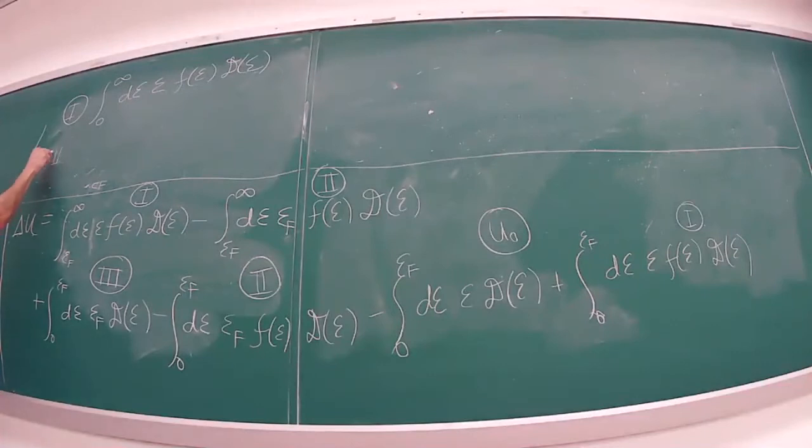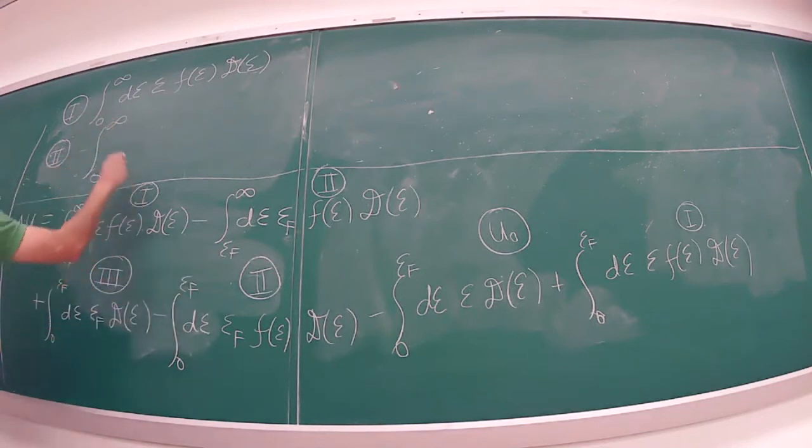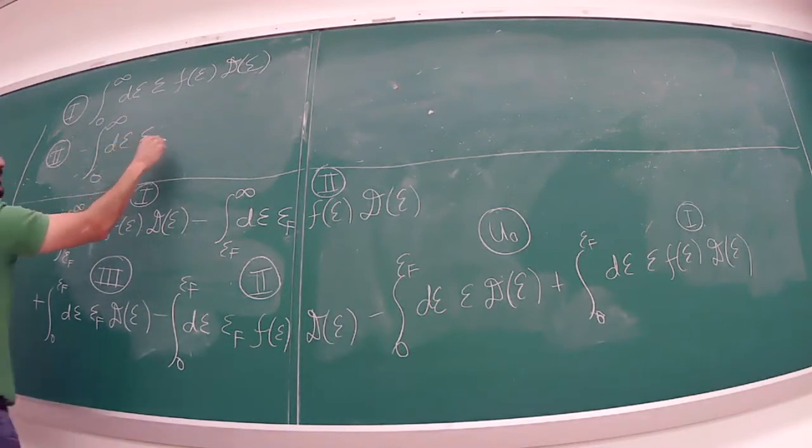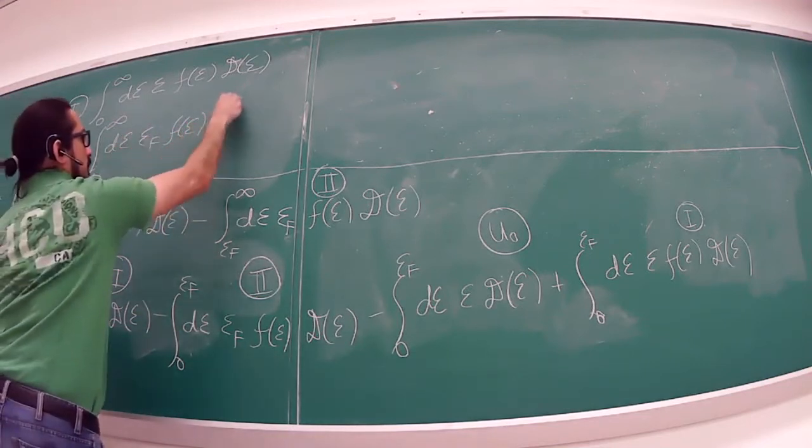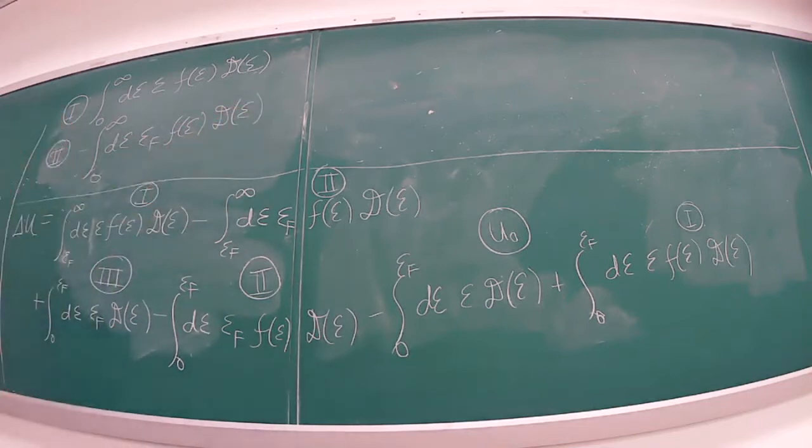And Roman numeral two is minus the integral from zero to infinity dE of the Fermi energy, Fermi-Dirac, and density of states.